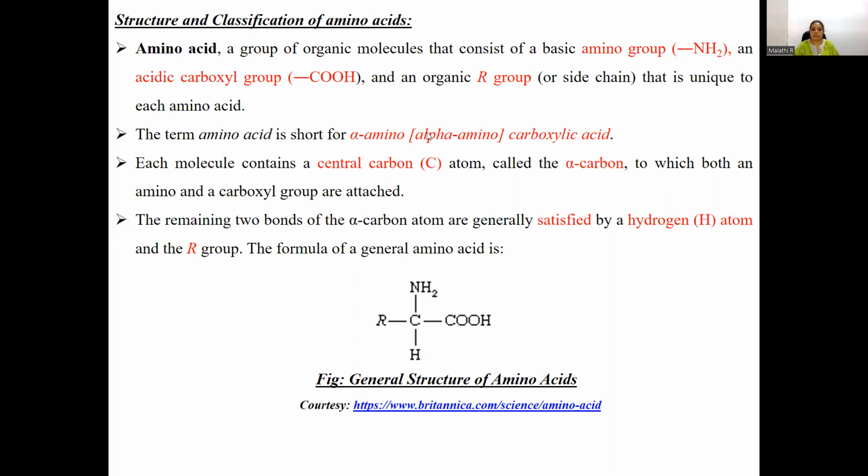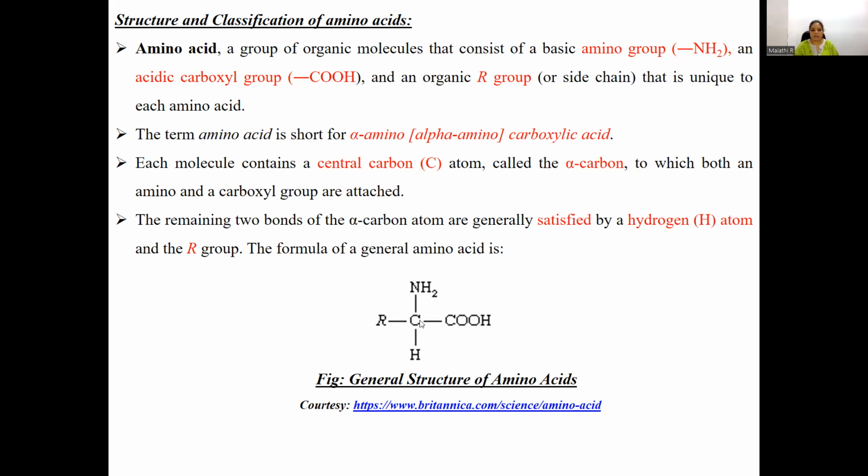The term amino acid is also called alpha amino carboxylic acid. Instead of directly calling it amino acid, we also call it alpha amino carboxylic acid. Each molecule of amino acid will have a central carbon atom, represented as capital C, and this is called the alpha carbon atom, to which the amino group as well as the carboxyl group are attached.